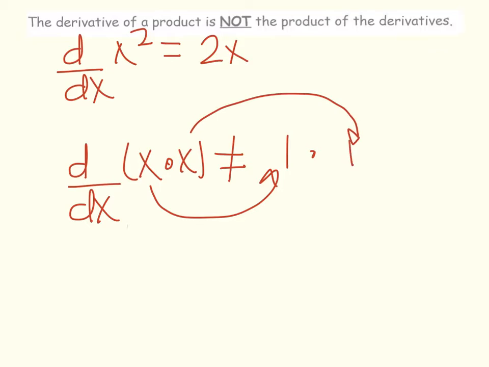Okay, clearly we know the derivative is supposed to come out to 2x, but if we just take this derivative and this derivative separately and multiply them, we do not get 2x. So there has to be something else that we can use to find the derivative of a product, and that's called the product rule.